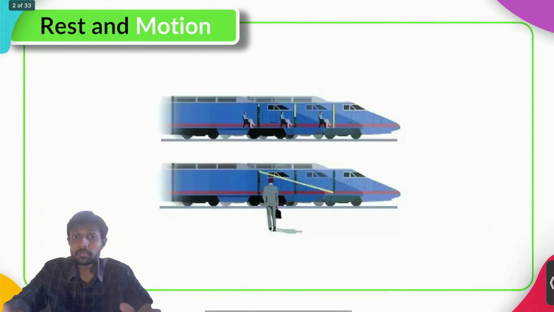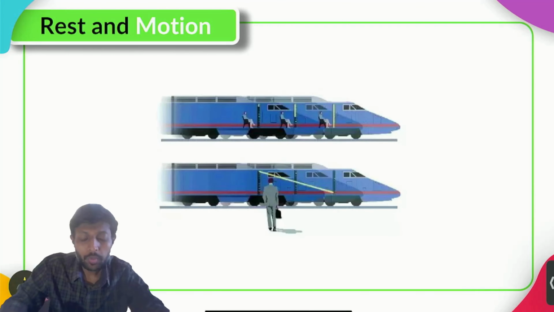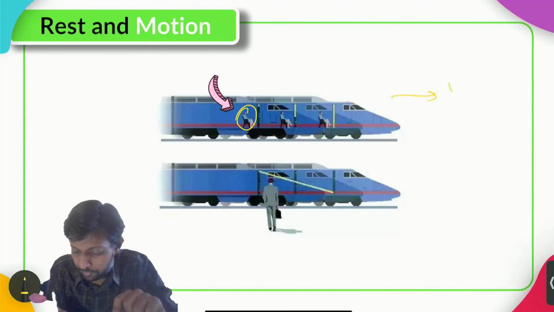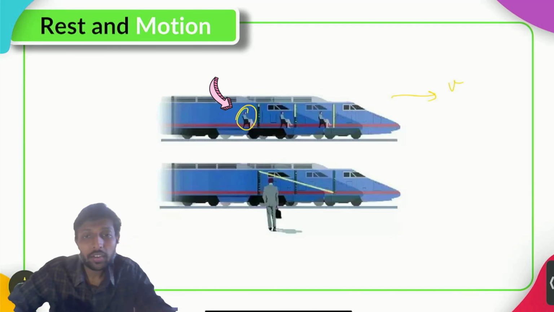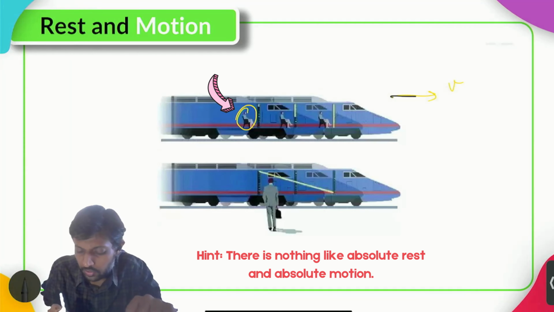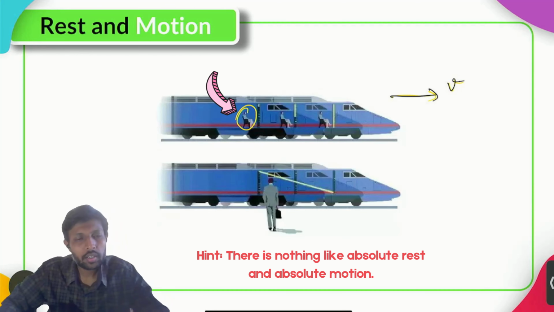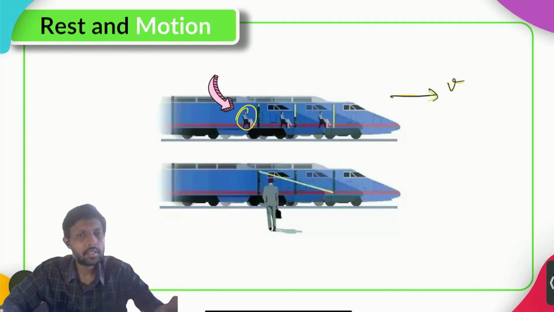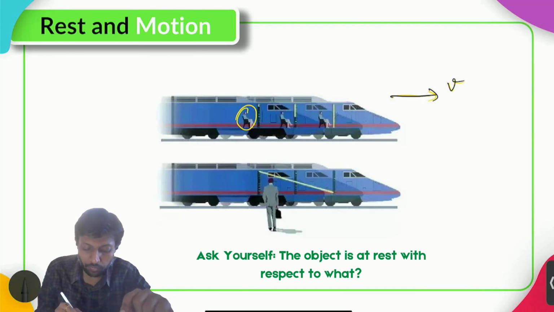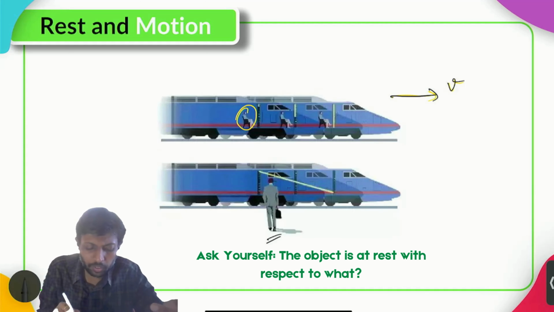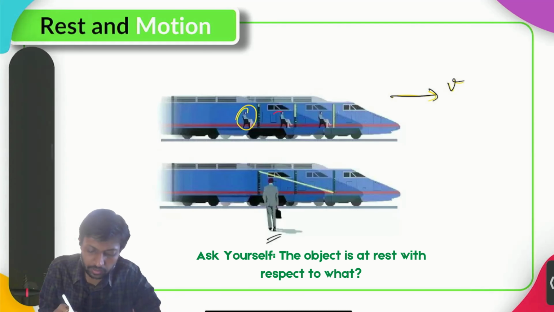Moving on. So if I were to ask you whether this person sitting inside a moving train is at rest or in motion, what would you say? Is this person at rest or in motion? Now, in order to say whether this person is at rest or in motion, we need to ask ourselves, what is our reference? Am I asking with reference to this person standing on the platform, or am I asking it with respect to the person sitting inside?